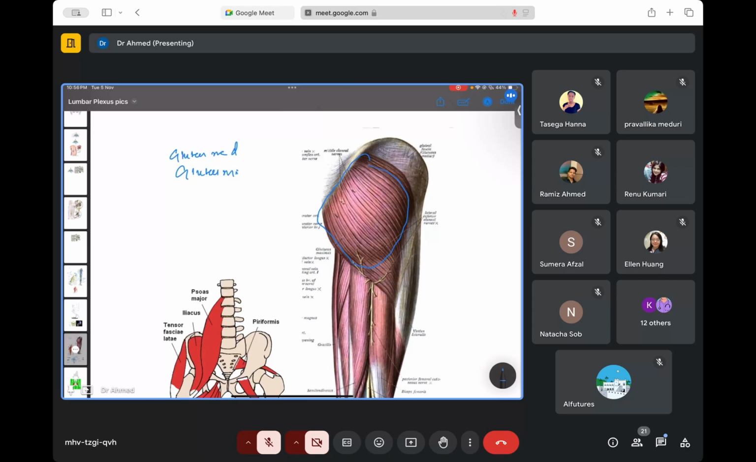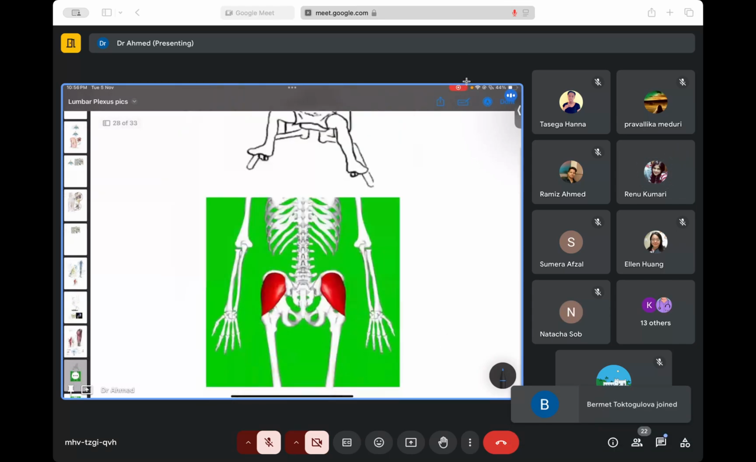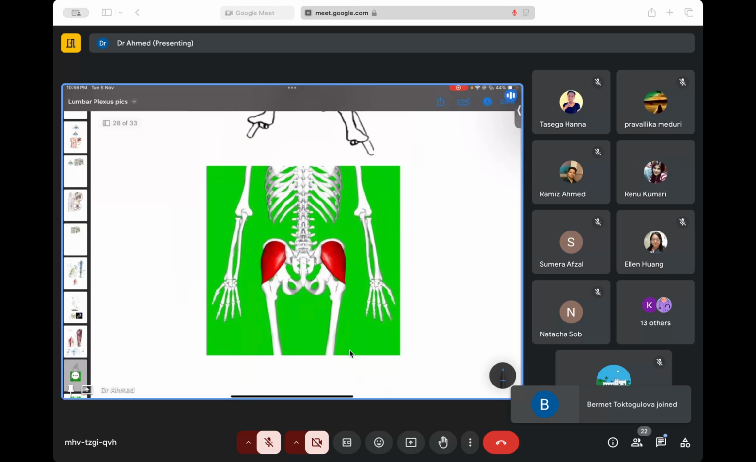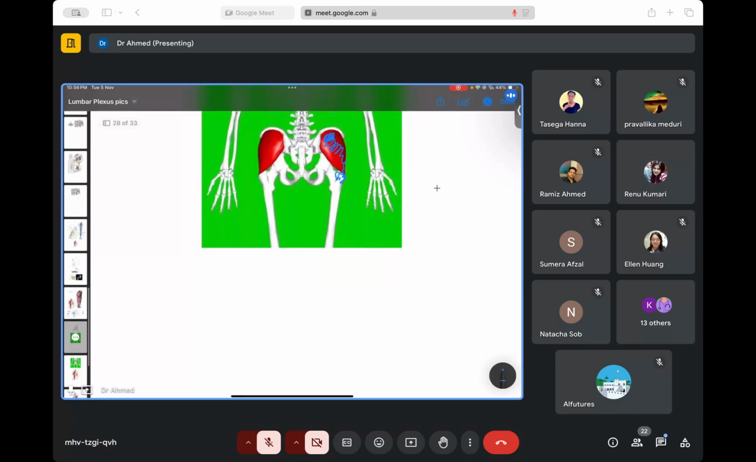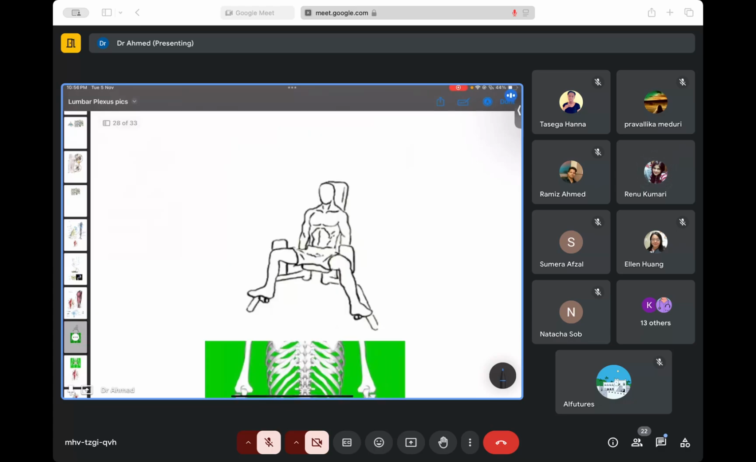Here you can see these are your gluteus medius, inserting on the greater trochanter. This is your greater trochanter, right? And here you can see your gluteus medius. So they are going to abduct. This is the abduction, like this exercise. If you have ever been to the gym and performed this exercise, this is basically abduction of your hip, right?